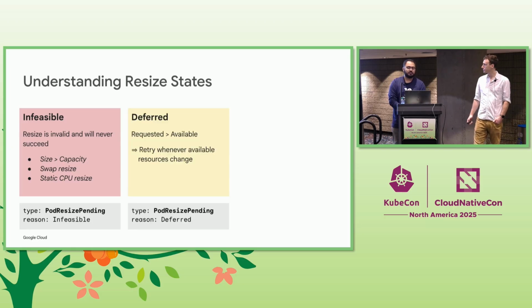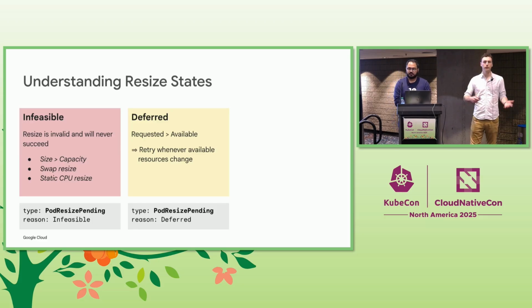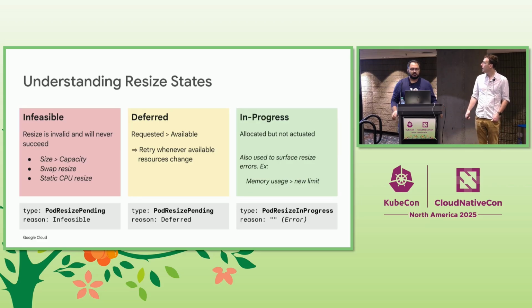The next option is that there are not enough resources available to do the resize right now, but if we free up more resources, then it will become available. In this case, we say the resize is deferred. Every time resources are freed up on the node, for instance if another pod is deleted, the kubelet will retry the resize, and it will succeed at a later time. And then once the resize has been allocated but not fully actuated, the resize becomes in progress. This condition is usually very short-lived.